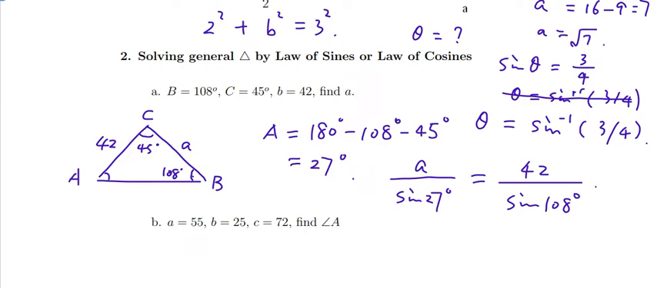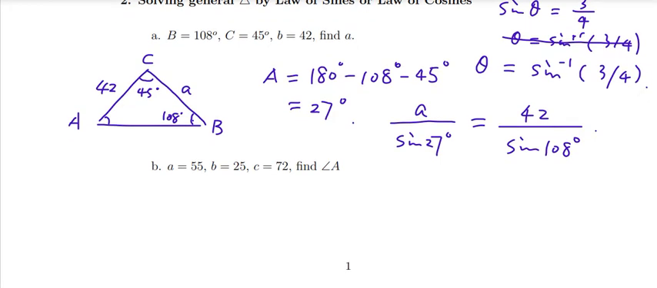So from here, we can easily find A, right? A equals, just multiply: sine 27 degrees multiplied by 42, divided by sine 108 degrees. Okay.